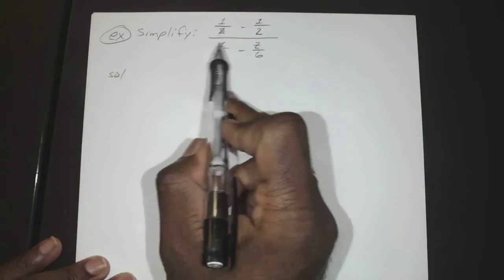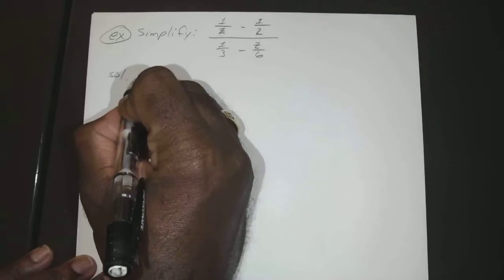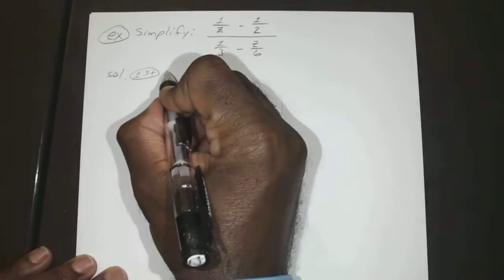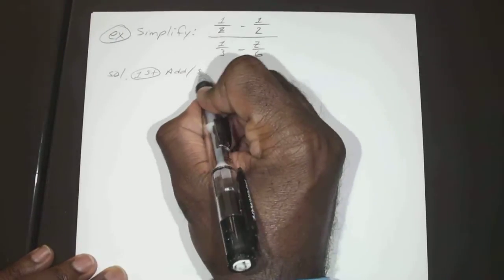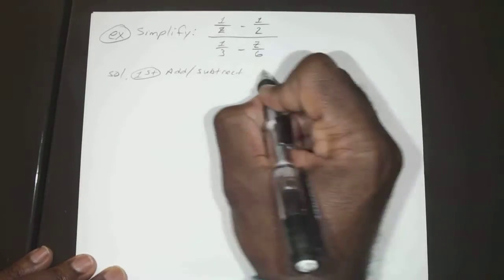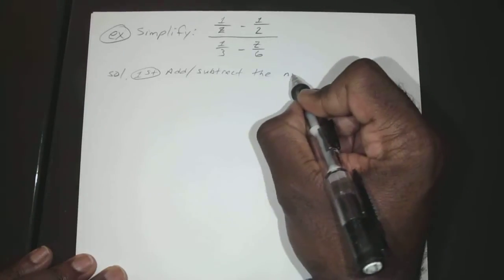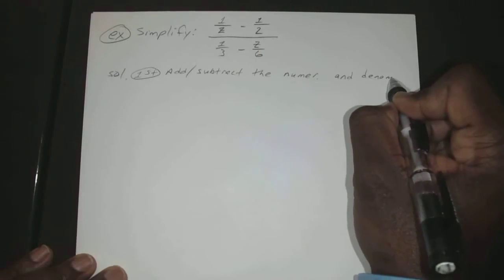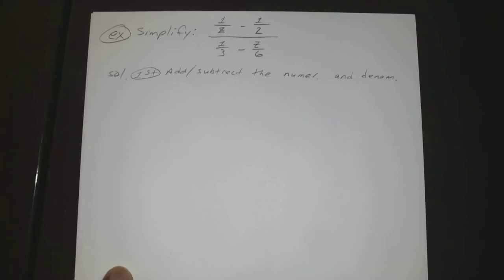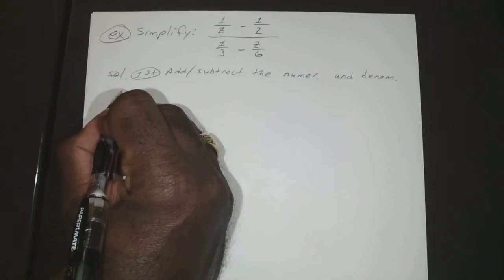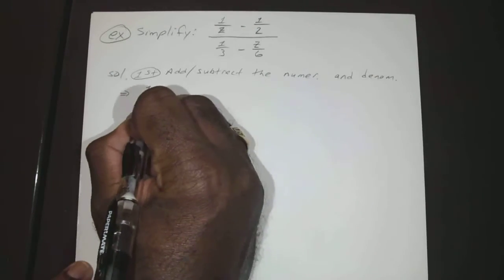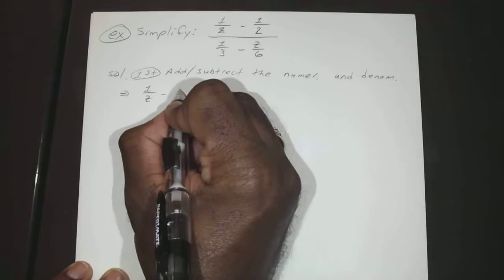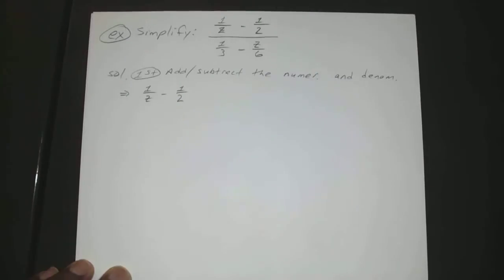Okay, so we have two fractions in the numerator and denominator, so we have to get those to a single fraction in each. So again, our first step, we're going to add and subtract the numerator and denominator. Okay, so we'll start with our numerator, which is 1 over z minus 1/2.